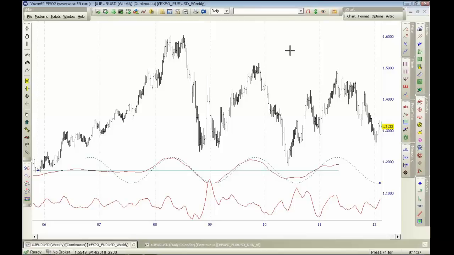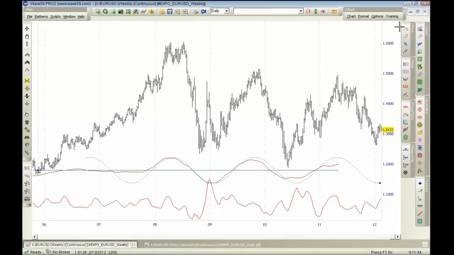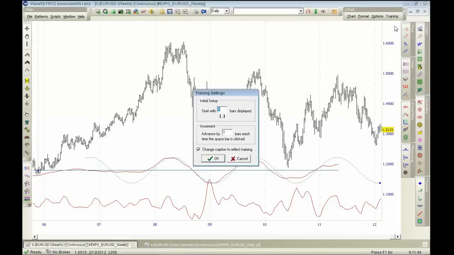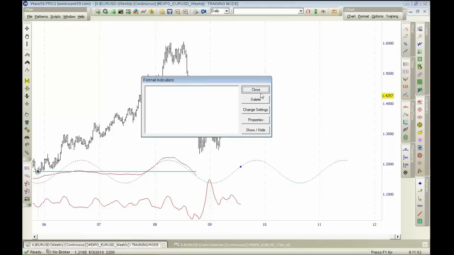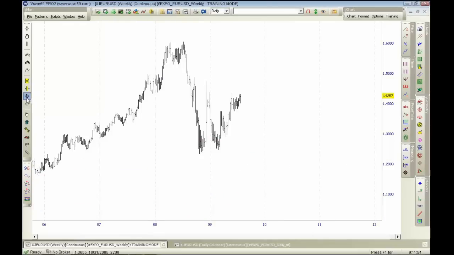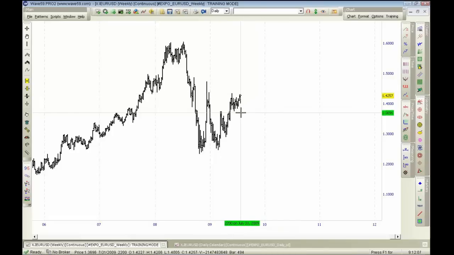So let's start with the weekly chart. I will just go back a little bit so that we can see some examples here. Just set up the chart so that we see a clean chart here. Okay, so what we have here is the Euro US dollar weekly chart. Actual chart. I just went back into the past.